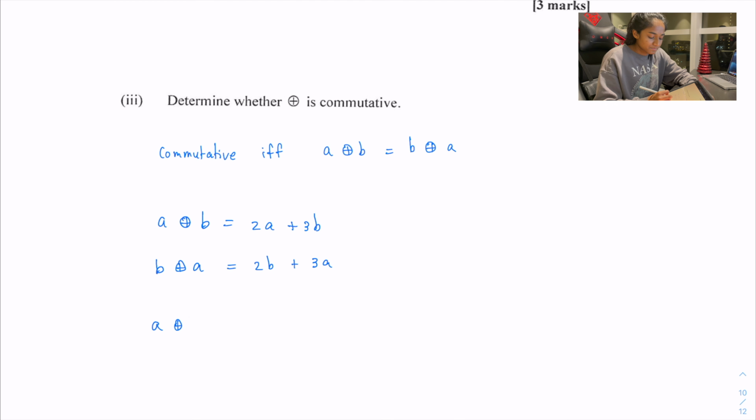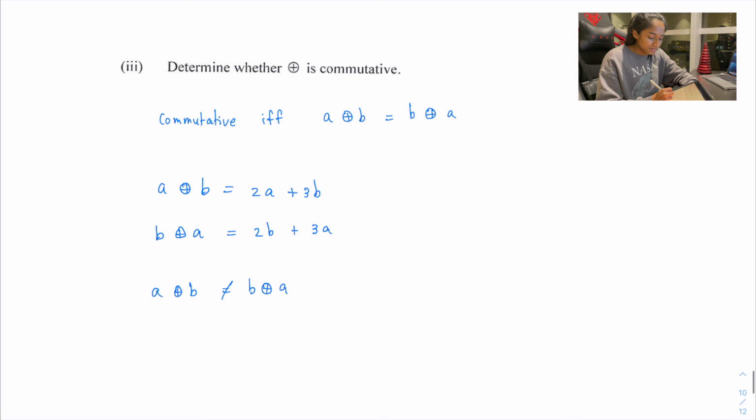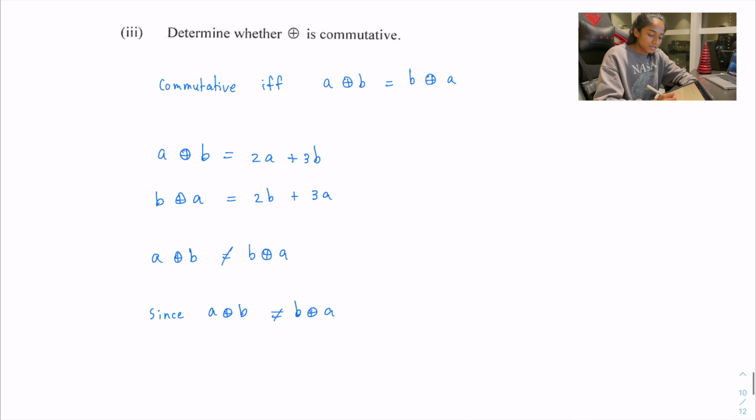Not equal. Since A cross B is not equal to B cross A, then the operation is not commutative. You have to write this entire statement out to get your marks.